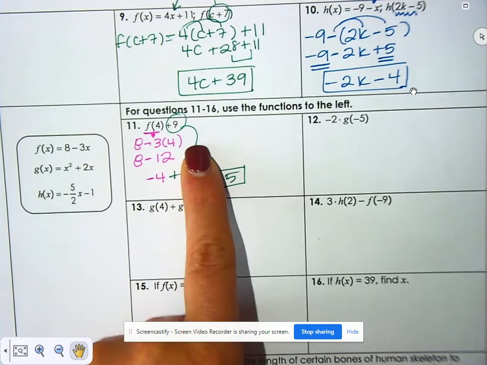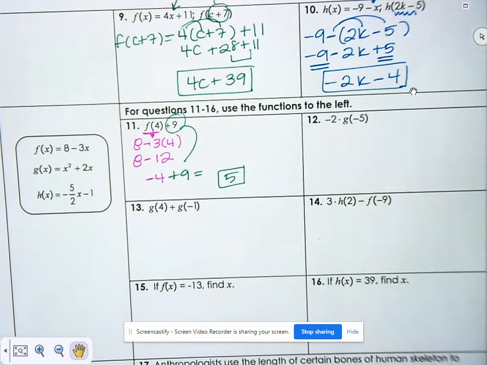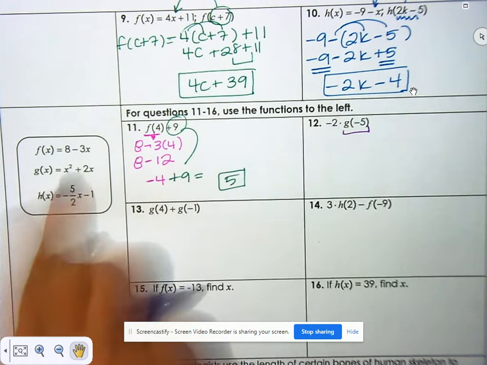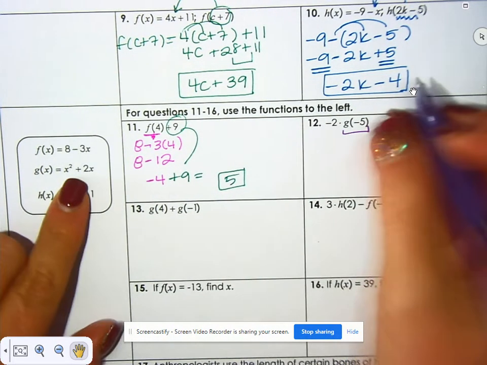If you want to add it on the end right here, you can do that. Whatever makes you feel better. I like to evaluate my parentheses first, my actual function, and then move outside. So on this one, I'm going to start with g of negative 5. So I'm going to look at g.